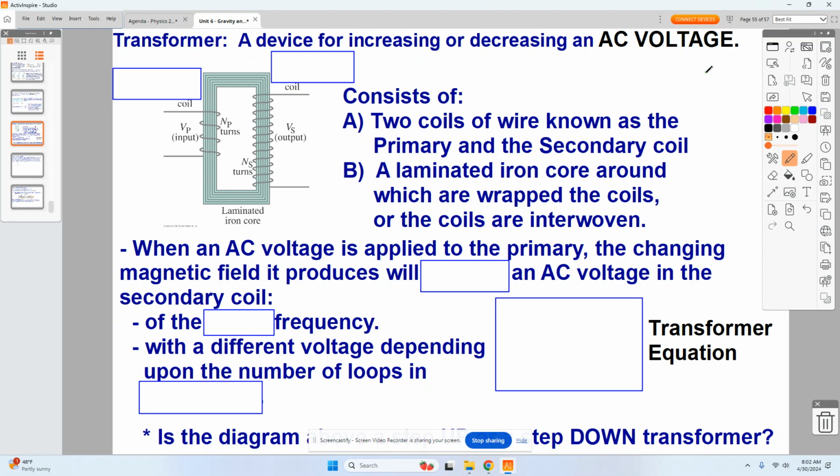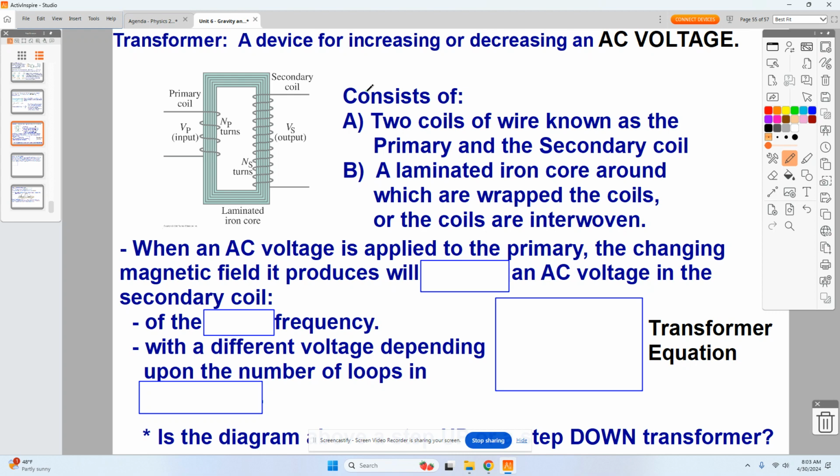So a transformer, and I have a mock-up for you. I'll show you how that works. But essentially, it consists of a laminated iron core, and it's got multiple turns around one side called the primary, the other side called the secondary. So the primary and secondary side of a transformer allows us to transform voltage from one side to the other. It consists of two coils of wire known as the primary and secondary coil, wrapped around a laminated iron core. Usually you'll see them drawn like this, but if you were to break apart a transformer, you'd probably see them interwoven in many cases.